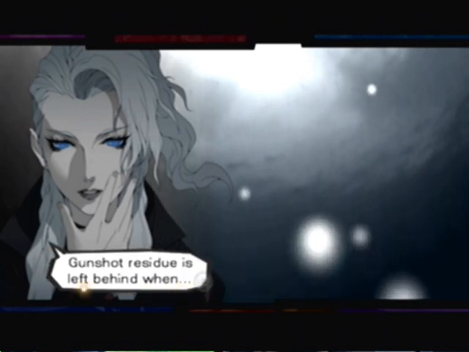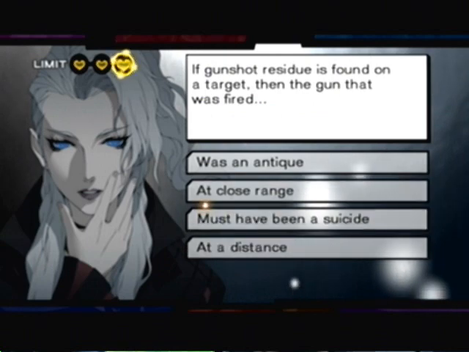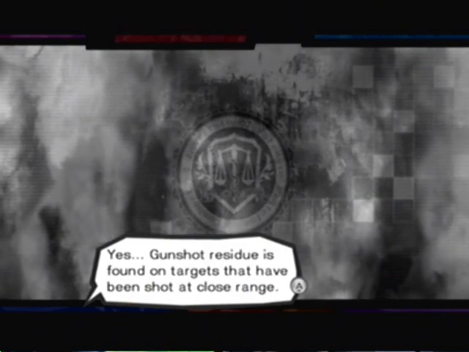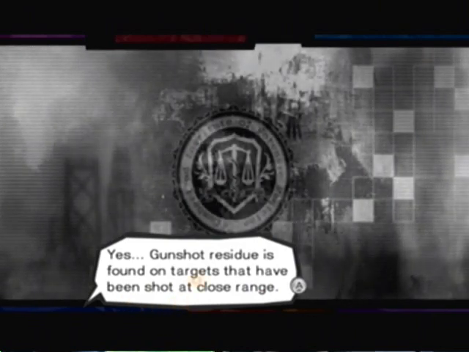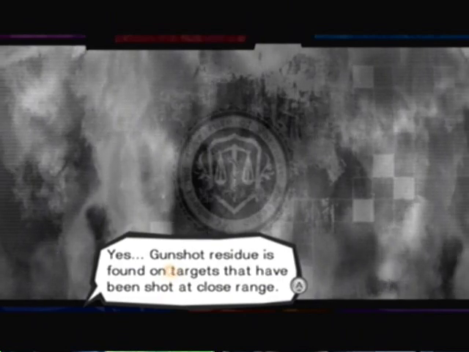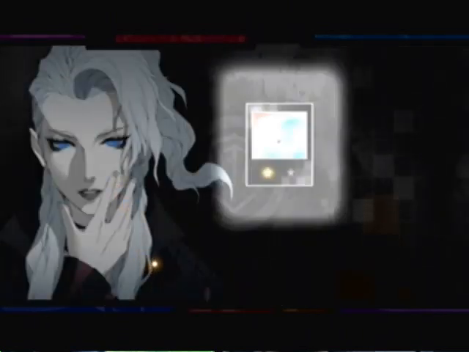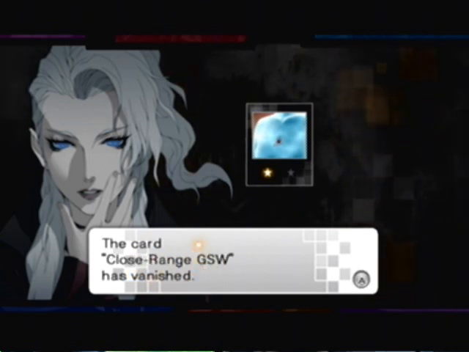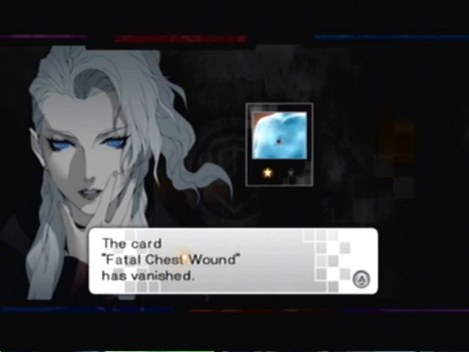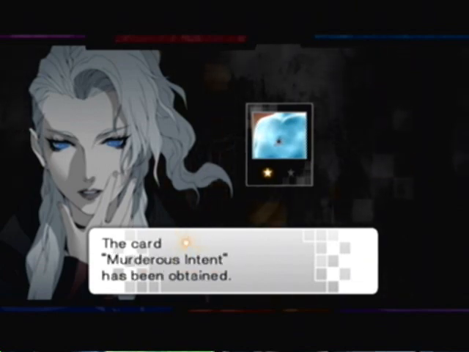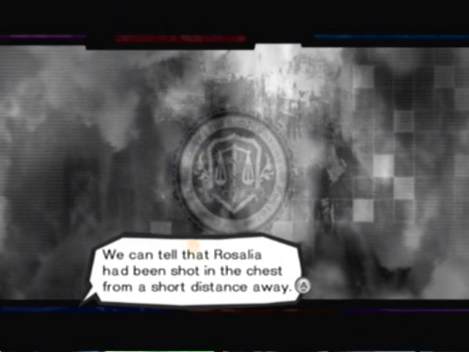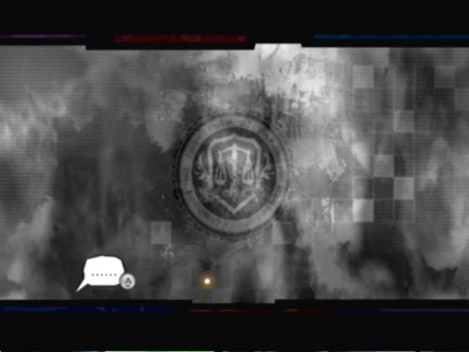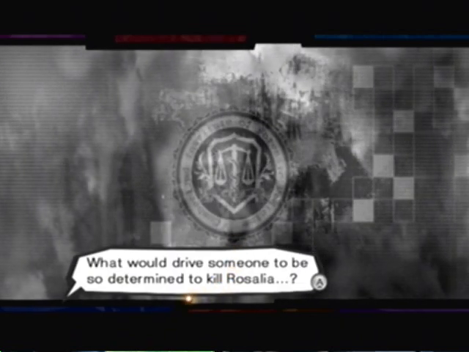Gunshot residue is left behind when... Yes. Gunshot residue is found on targets that have been shot at close range. We can tell that Rosalia had been shot in the chest from a short distance away. What would drive someone to be so determined to kill Rosalia?